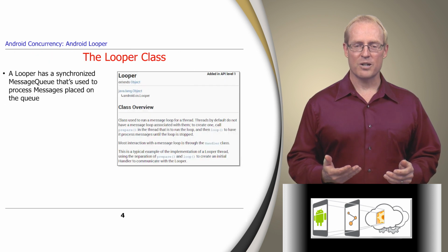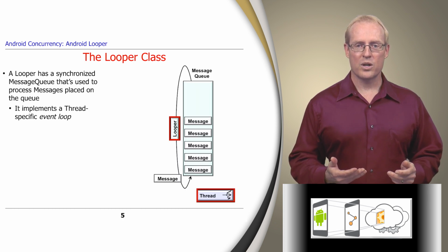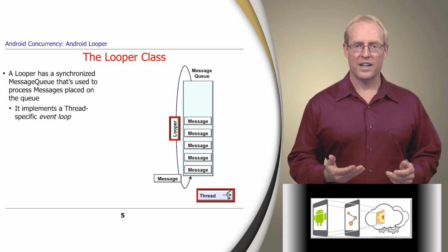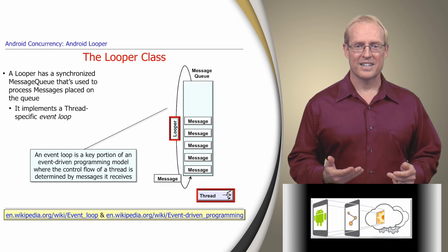A looper contains a synchronized message queue that's used to process messages placed on the queue by one or more threads, as described at this link. This queue can be used to implement a thread-specific event loop, which is a key portion of an event-driven programming model where the control flow of the thread is determined by messages corresponding to user actions, such as touchscreen presses, sensor outputs, or messages from other threads, as described at these links.